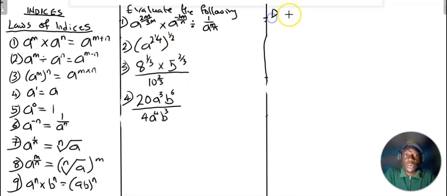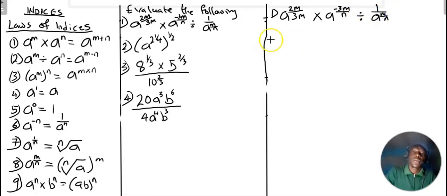For question number 1, we have a raised to power 2m over 3n times a raised to power minus 3m over n divided by 1 over a raised to power m over n. So what we are going to do here is this division sign here. Remember, after the division sign, the question we have here is a fractional question.